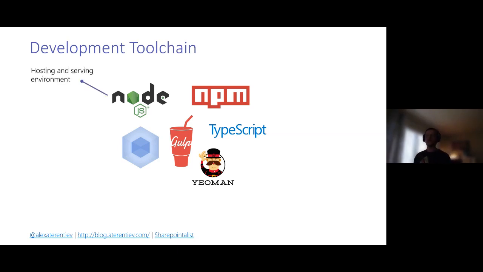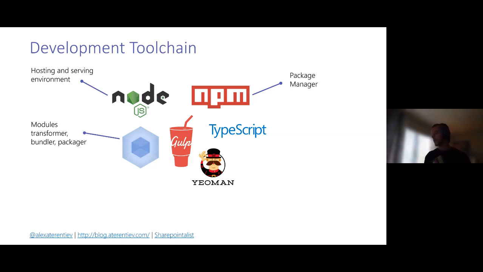So Node.js is a hosting and serving environment for your JavaScript projects, and it's pretty similar to IIS Express in .NET world. NPM is a package manager that allows you to reference different external libraries, modules in your projects, and it's similar to NuGet package manager in .NET. Webpack is a modules transformer, bundler, and packager. It collects all your TypeScript files, CSS files from your project, compile them, bundle them into chunks that will be loaded to the page later on.